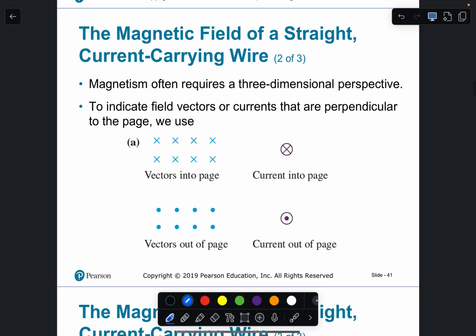So this is what we're going to use to denote into the page and out of the page. X's are for into the page. Think of the little arrows: if the vectors are arrows, there are the little feathers, right? And coming out of the page is the little pointy needle arrow coming right at you, okay?